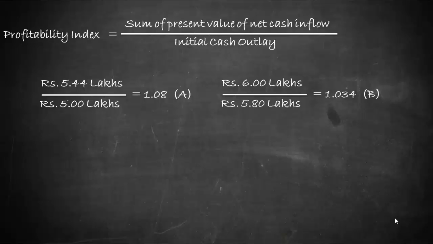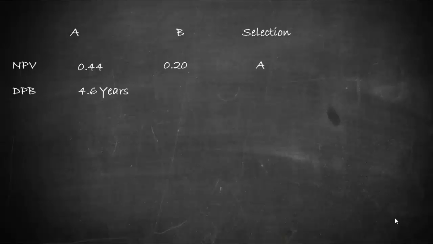Now we'll list all the 3 methods and we'll see which mission should be selected. So we had 2 missions, A and B. In the first method, that is the NPV, project A had an NPV of 0.44, whereas project B had an NPV of 0.2 lakhs, that is 44,000 and 20,000. So selection should be for the mission which has the highest NPV. So here the selection is A. Then when we moved on to discounted payback period, project A had 4.6 years of payback and project B also had the same. So the DPB method was neutral.